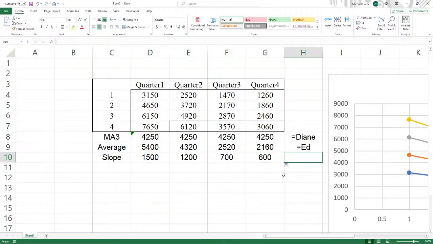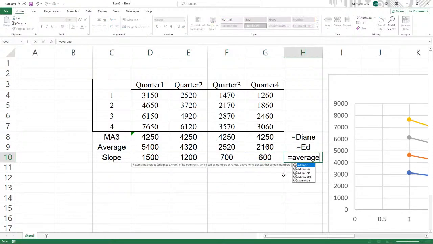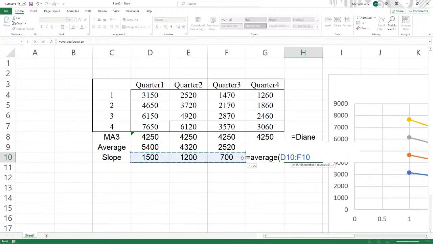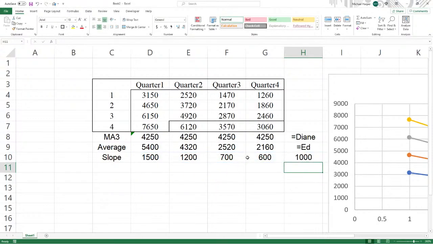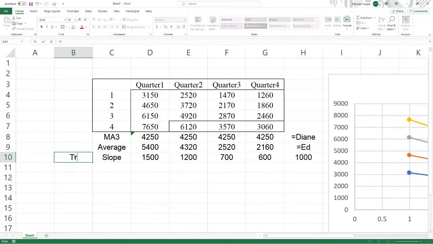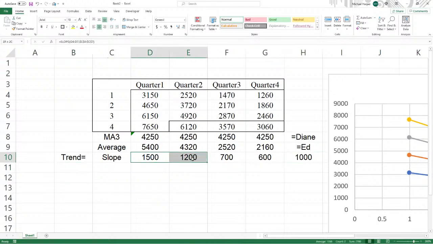And now we take the average of all of these seasonal trends, and this represents the seasonally adjusted trend. Okay, well that's a slope, but that's also a trend. That's the trend component. The slope is a trend component. So that is the seasonally adjusted trend. These are the seasonal trends. That's the seasonally adjusted trend.